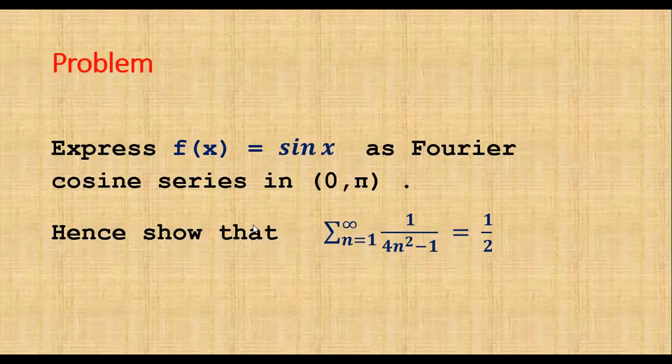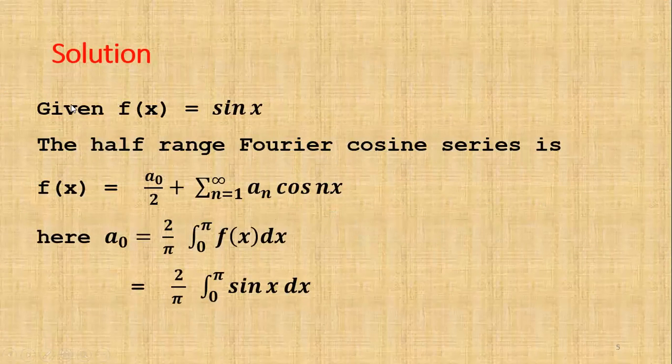Okay, and hence show that summation n is equal to 1 to infinity 1 by 4n square minus 1 is equal to 1 by 2. Solution. Given f of x is equal to sin x. In this problem, the half range Fourier cosine series is f of x is equal to a naught by 2 plus summation n is equal to 1 to infinity an into cos nx, where a naught is equal to 2 by pi into integral 0 to pi f of x dx.